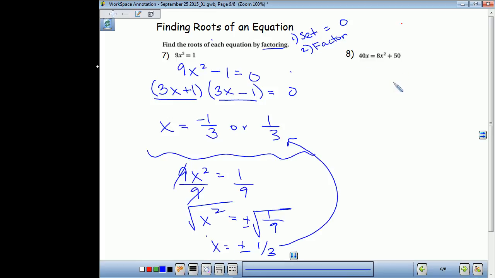No. This one has a linear term. So you're going to have to factor this one. So to factor this one, what do we do first? Set it equal to 0. So we're going to move that 40 over. And then when I move it over, I'm going to put it in the right position.